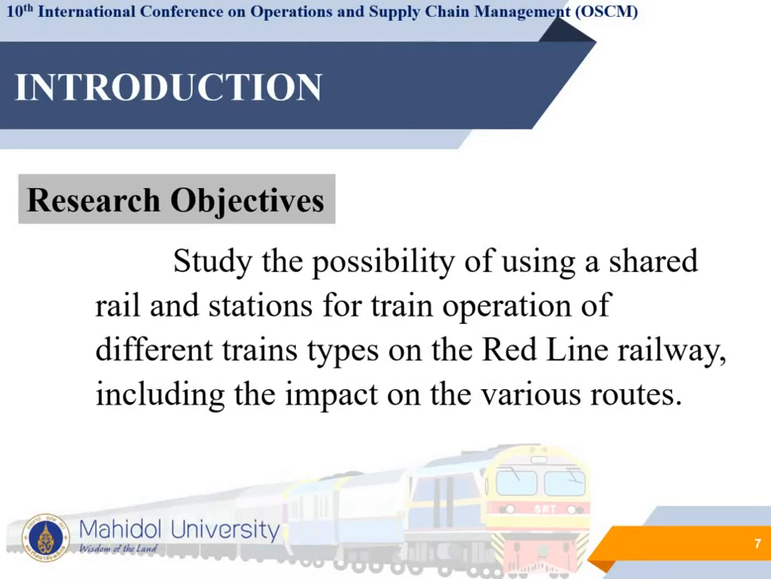Research objective. I studied the possibility of using a track and station for joint operation of different train types on the Red Line route, including the impact on the various routes. This research will investigate details of the possibility of mixed-traffic service, joint transportation between conventional and electric trains. This is the first route in Thailand that will operate this way.